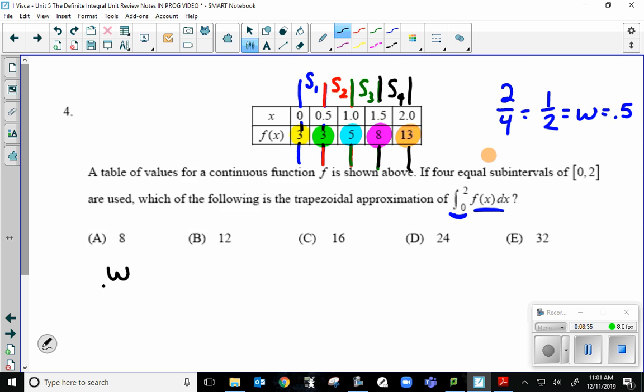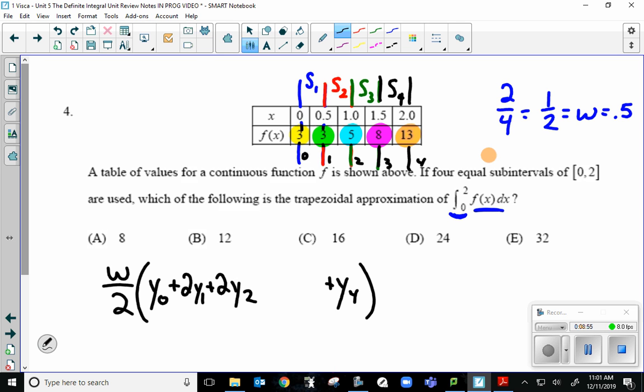It is our width divided by 2 always. My first one, y sub 0, doesn't get doubled. That's a bookend. This is y sub 0, 1, 2, 3, 4. My y sub 4 also does not get doubled. Everything in the middle does. I double y sub 1 plus double y sub 2 plus double y sub 3. That's always the way it works.